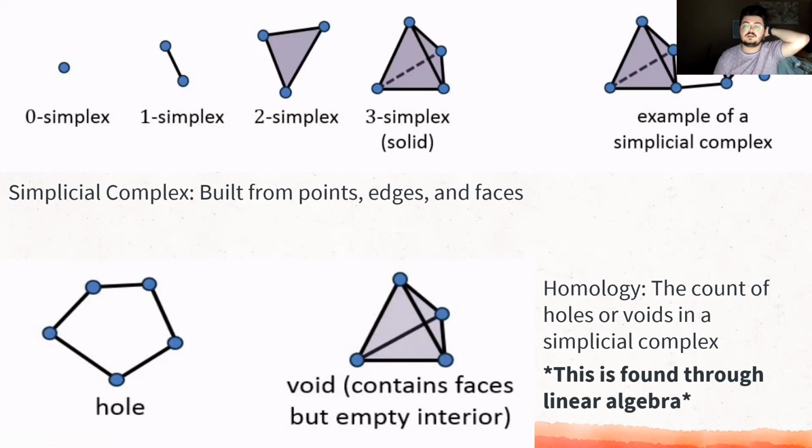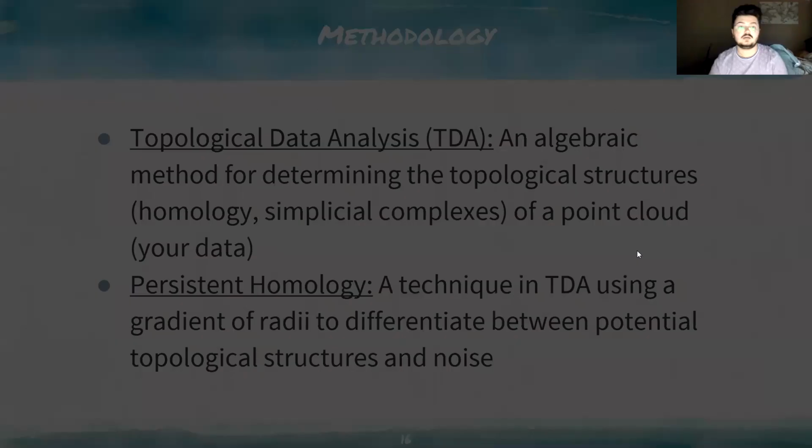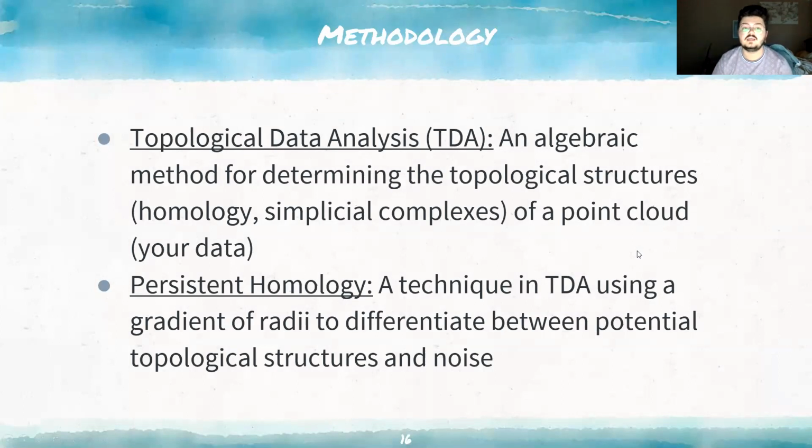And homology is talking about the count of these holes or voids within a simplicial complex. So for example, on the left-hand side here, this pentagon has a homology of 1, right? Because we have 1 hole. Without seeing them visually, homology can be calculated through linear algebra methods. And topological data analysis does exactly that. It uses this algebraic method for determining topological structures, such as homology and simplicial complexes, for a point cloud, which is known as our data.